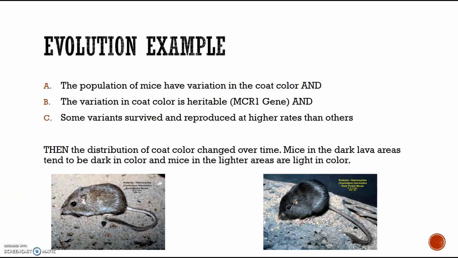So then the distribution of coat color changed over time. Mice in the dark lava areas tend to be dark in color, and mice in the lighter areas tend to be light in color. Now, if this continued for long enough and these populations weren't exchanging genes between them, eventually you would see speciation happen, and you would have separate species of mice.